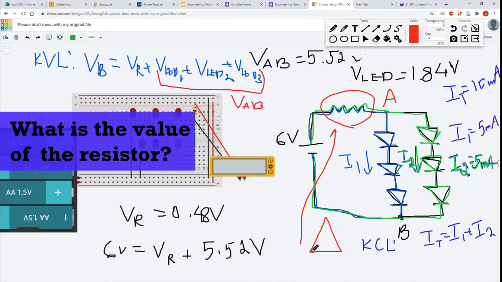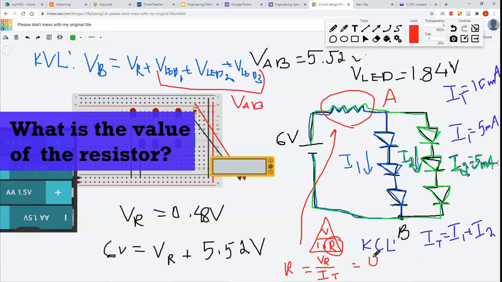If you guys remember, it was the triangle V over I times R. Since we're looking for R, we're going to block it out and we get V over I. So the formula for the resistance of this resistor is going to be V over I. Now which V? That's the voltage drop of the resistor, and the I is the current that goes through the resistor. In that case, it's I total.